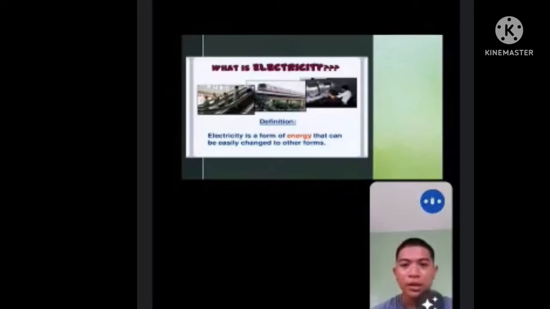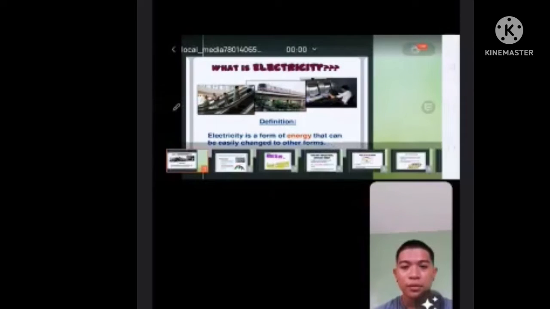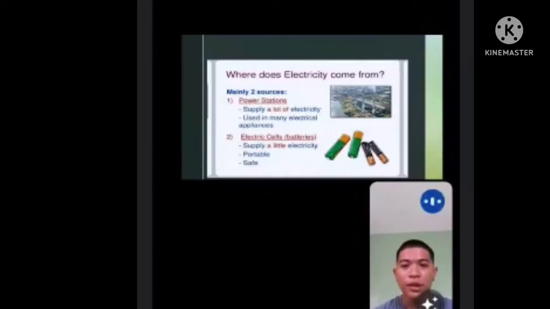What is electricity? Electricity is a form of energy that can be easily changed to other forms. Where does electricity come from? There are mainly two sources. First is power stations. Second is electric cells. Power stations supply a lot of electricity used in many electricity applications. Electric cells supply a little electricity, portable, safe.